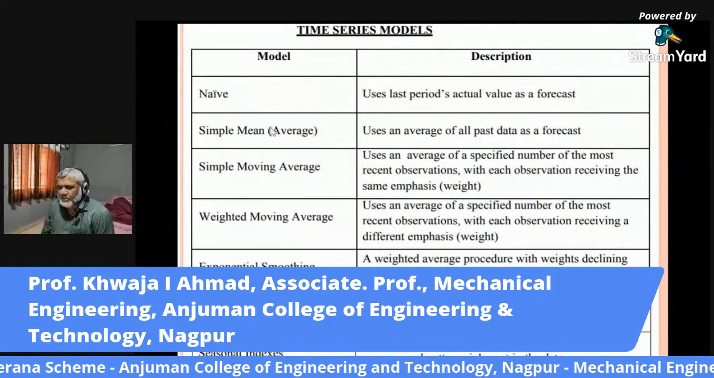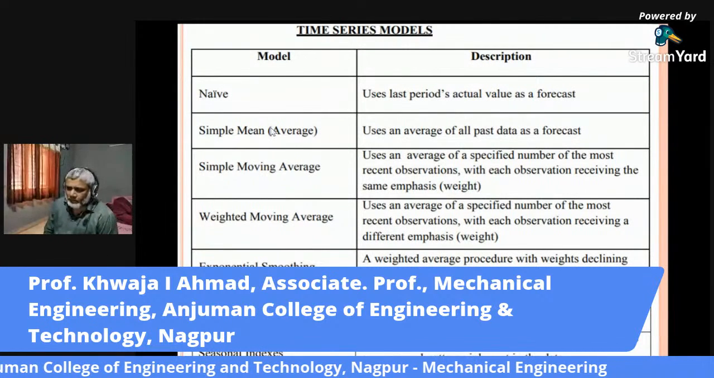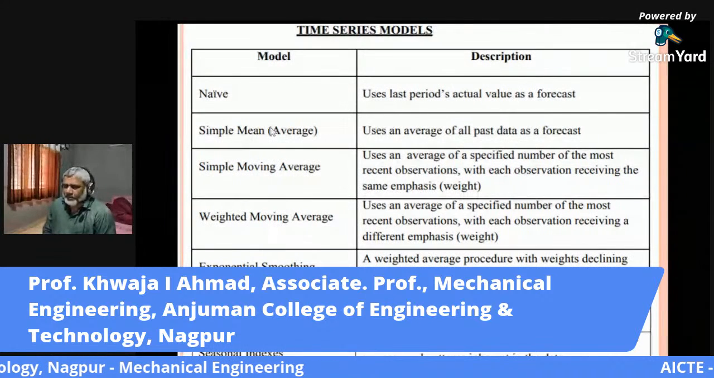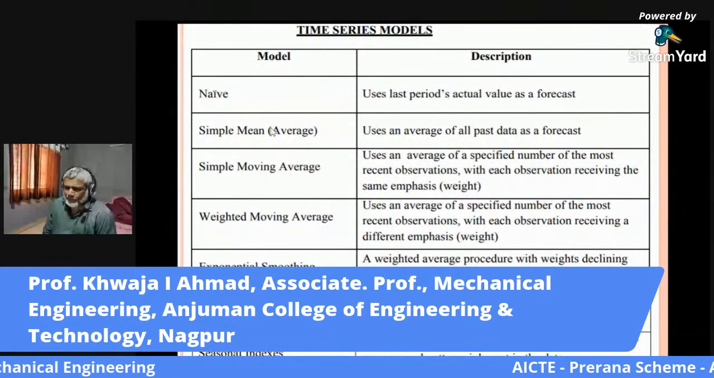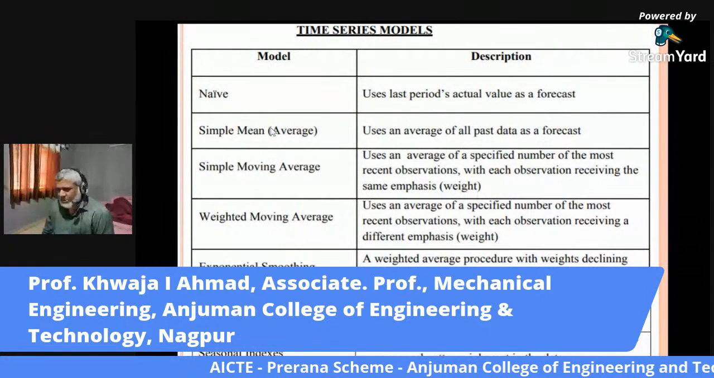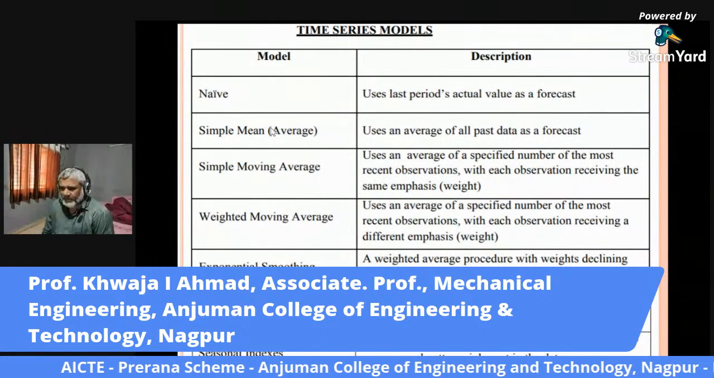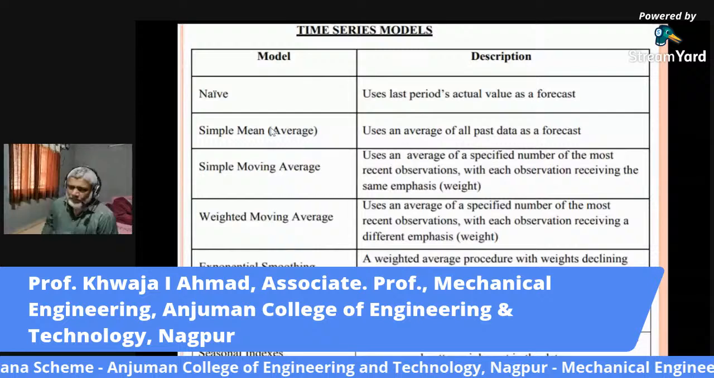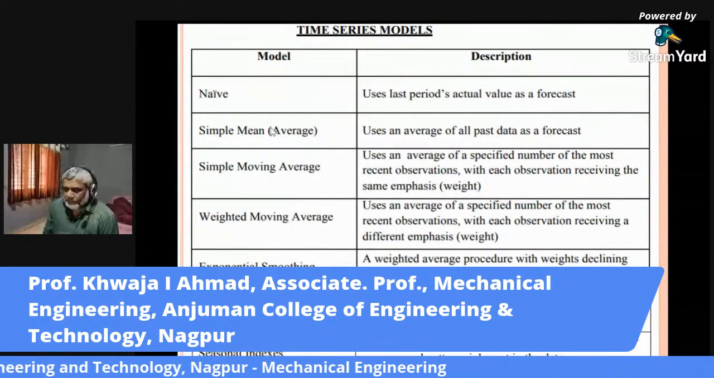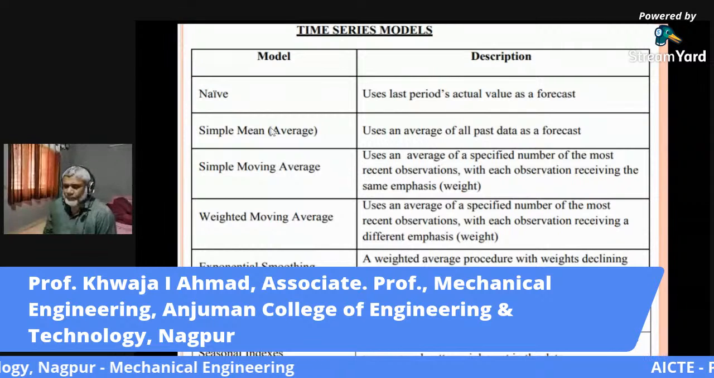Exponential smoothing is also one of the methods used for forecasting. Here exponential smoothing methods are used. Then trend projection: here the least square method is used to fit a straight line to the data, and that is used for finding out the trend as well as for forecasting the future.